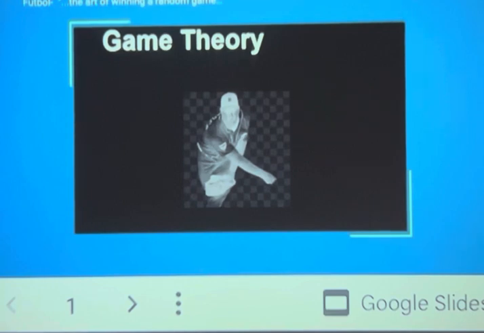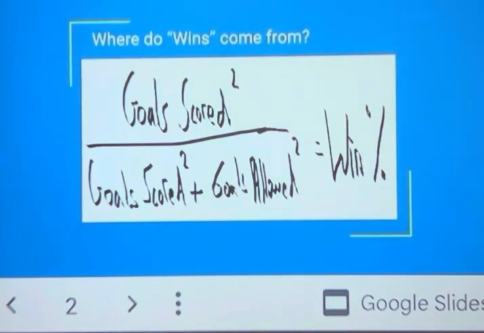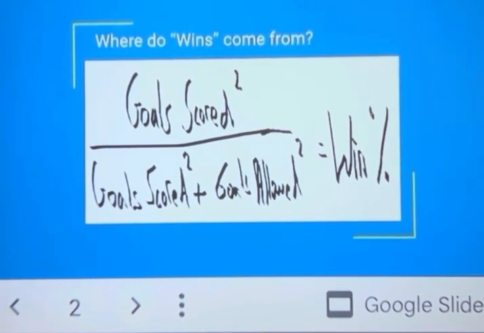So where it basically starts for us is understanding the model of the game, right? So this is the basic Pythagorean theorem. It models a zero-sum game. What's slightly different for soccer or futsal is the exponential value here. So if you think about goals scored squared divided by goals allowed squared plus goals scored squared, that should give you your predicted win percentage within a standard deviation, plus or minus 10%, let's say.